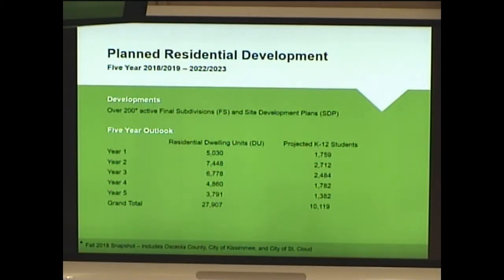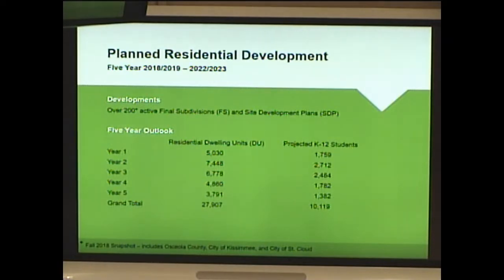So this chart, to date, if we take all FSs and SDPs approved by Osceola County, City of Kissimmee, and the City of St. Cloud as of today, and not concerned about how long it's going to take them to build out, 1 year, 5 years, 10 years, or 20. But right now approved on the record is 27,907 residential units. And what that could mean for the school district is 10,119 new K-12 students.